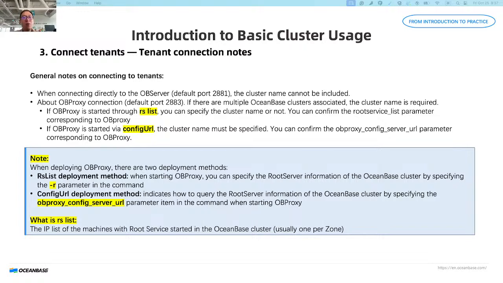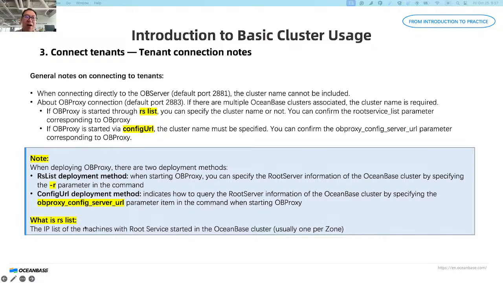It's also important to note that when deploying OB proxy, there are two deployment methods. RS list deployment method: when starting OB proxy, you can specify the root server information of the OceanBase cluster by specifying the -r parameter in the command. Configure URL deployment method indicates how to query the root server information of the OceanBase cluster by specifying OB proxy configure server URL parameters in the command when starting the OB proxy.